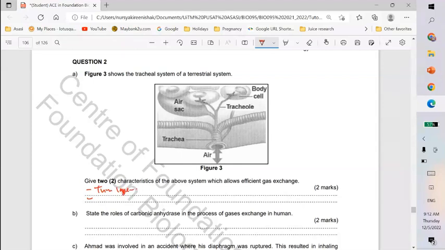Thin layer, and then your second point is large surface area, okay? Large surface area because what? Trachea then branches into more tracheoles that extend into each body cell. Okay, so large surface area is correct. And if you look at this diagram, the trachea branches into each body cell and you have the tip of the tracheole too. The tip of the tracheole is filled with fluid, so it must be moist. Okay, so large surface area is correct.